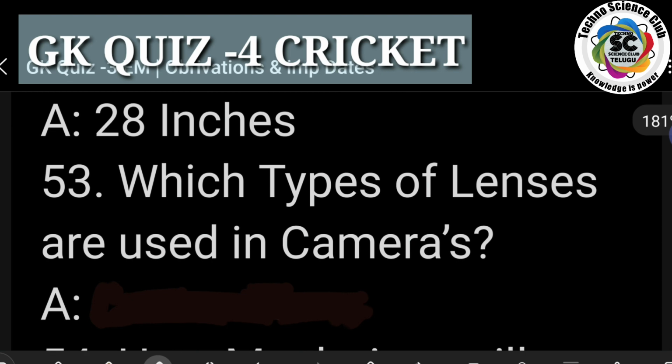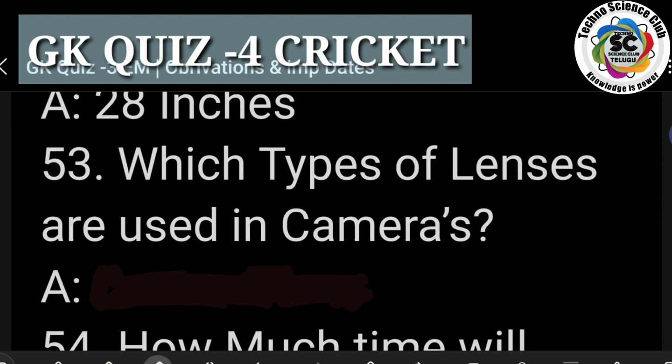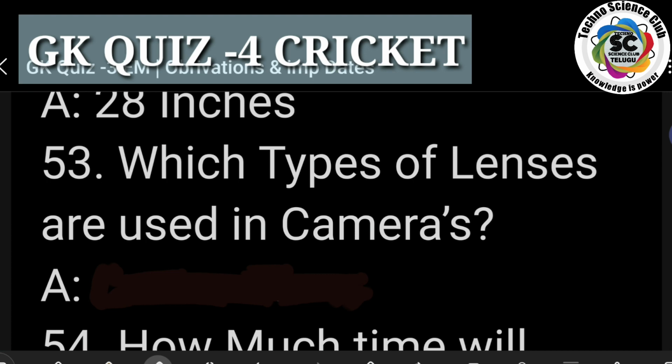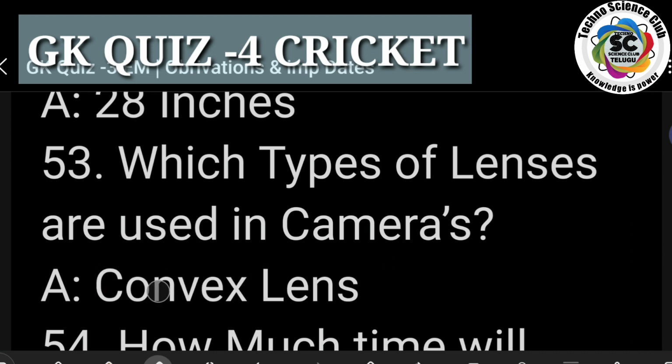Next, which type of lens is used in cameras? Cameras lo elanti lens ni use chestaru? Convexa, concaveva, biconcaveva, biconvexa, ilan lenses lo which type of lens is used in cameras? Cameras lo manaki convex lens ni use chestaru. The convex lens is used in cameras.